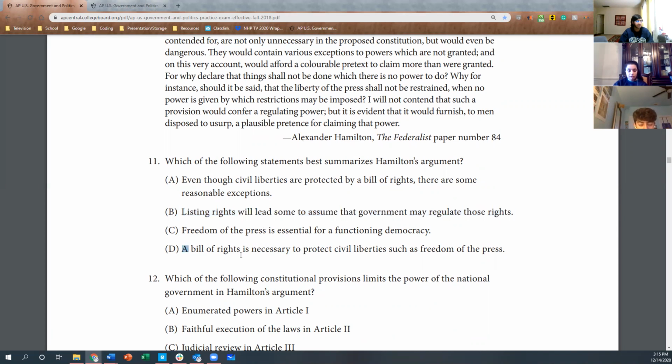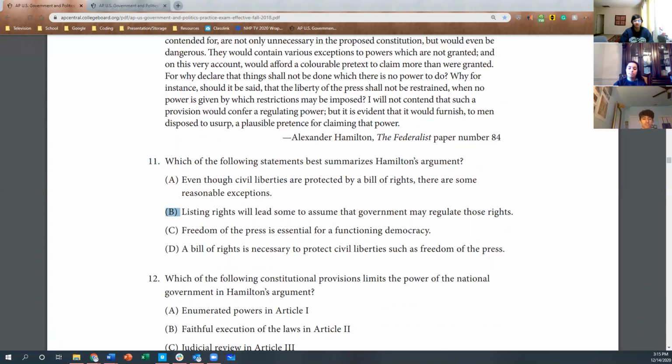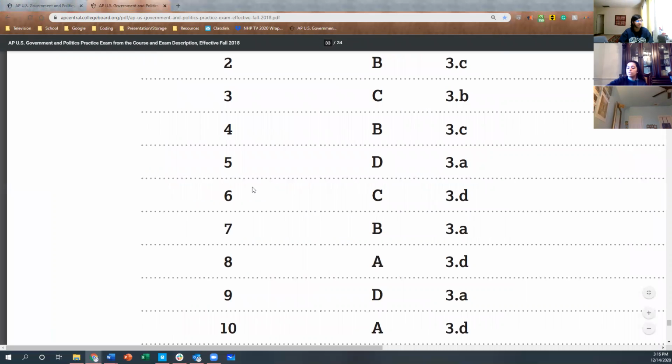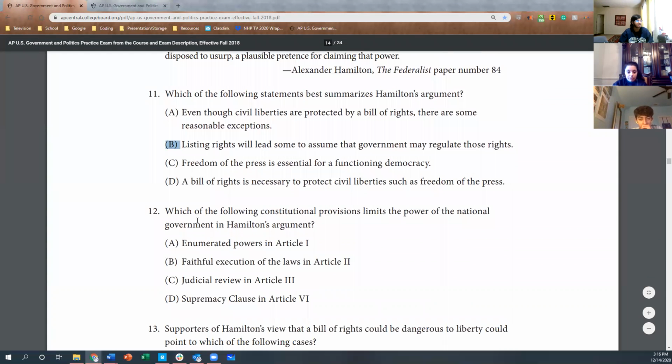Freedom of the press. Federalists were against the Bill of Rights. Anti-Federalists were for the Bill of Rights, correct? Yes. Cool. Sometimes I get that confused and I messed up. Okay. So this would be B, I think. Let's check. 11 is B. Yep.